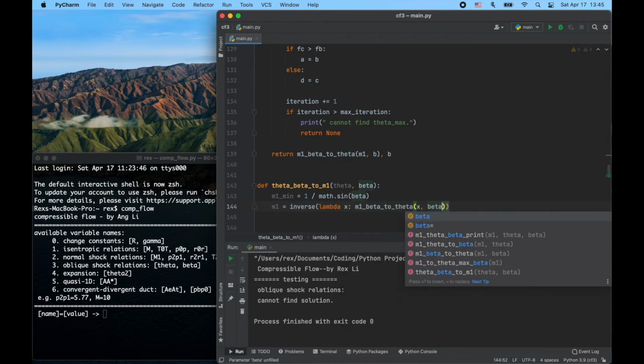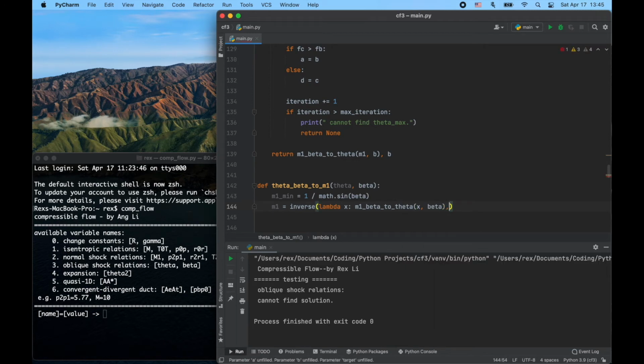So for given beta, we are trying to find the Mach number, and the target is going to be theta. It starts from M1 minimum to a really large value. It can be 99. Return M1.